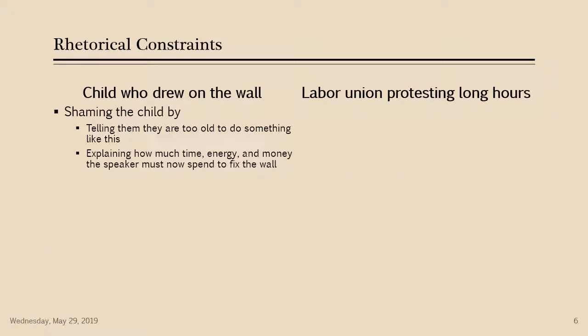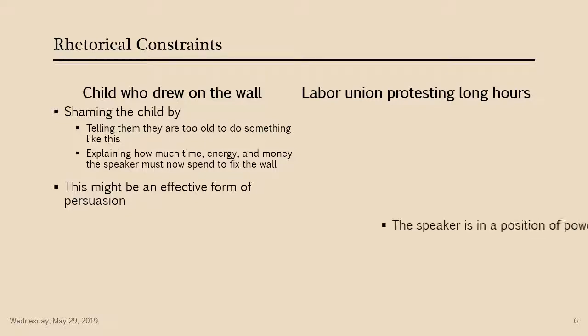So, if our purpose is to dissuade the child from drawing on the wall in the future, one effective persuasive technique might be to appeal to their sense of shame. If we shame the child by telling them they are too old to do something like this, or explain to them how much time, energy, and money the speaker must now spend to fix the wall, then the speaker could effectively get through to that child and provoke an emotional response of shame. And this might be an effective form of persuasion for a couple of different reasons.